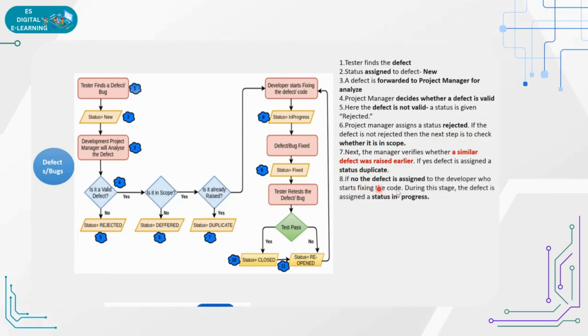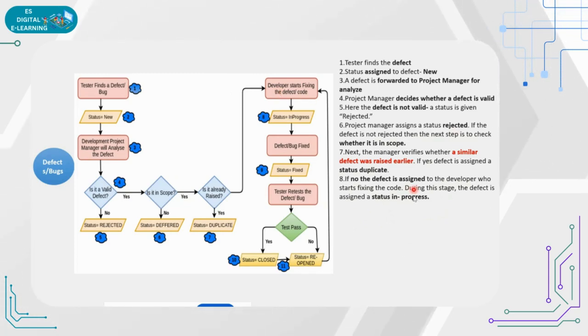If no, the defect is assigned to the developer who starts fixing the code. During this stage the defect is assigned the status open, because you identified that it is not rejected, not deferred, and not a duplicate. Through all these stages your defect moves to the next level. The tester assigns the ticket to the developer. Now in the developer phase, he needs to fix the defect.